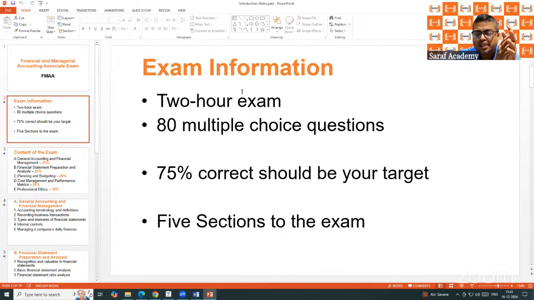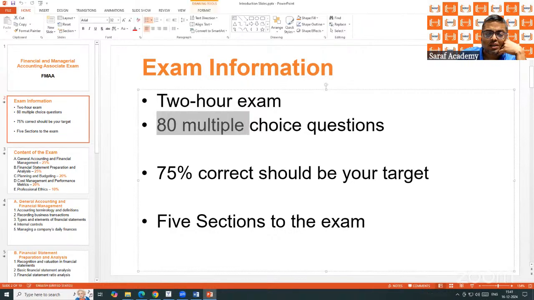So FMAA, the IMA Institute's CMA US foundation exam, is one single exam of 2 hours, pure multiple choice, 80 questions, 300 marks. For passing, you need to score 200 marks, which is 66.67%. Normally, we say a student should target getting 75% of questions correct. Out of 300, 75% comes to approximately 225, so the tension of scoring 200 marks will not be there.